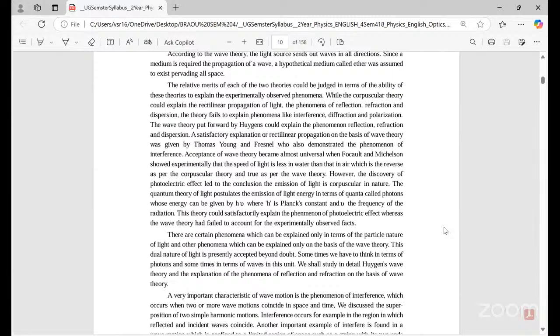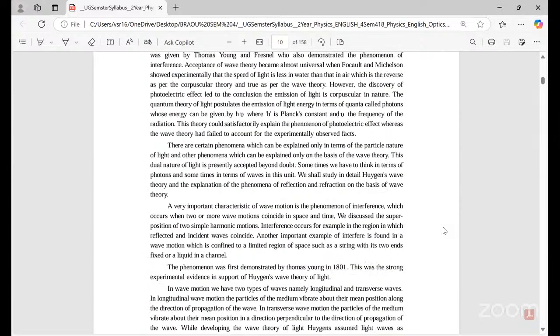But the quantum theory of light, the postulates of the emission of the light and the energy in terms of quanta, Max Planck proposed that. Okay. So which is called the photons here. The energy of the photon is equal to h nu, where h is the Planck's constant, nu is the frequency of the radiation. And what is the h value? Most important, 6.623 into 10 power minus 34 joule second. Is it clear? So that is the h value.